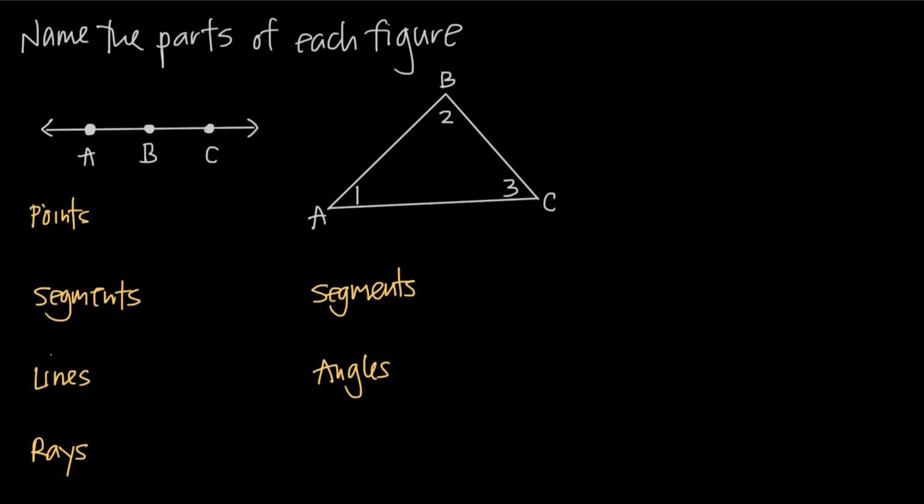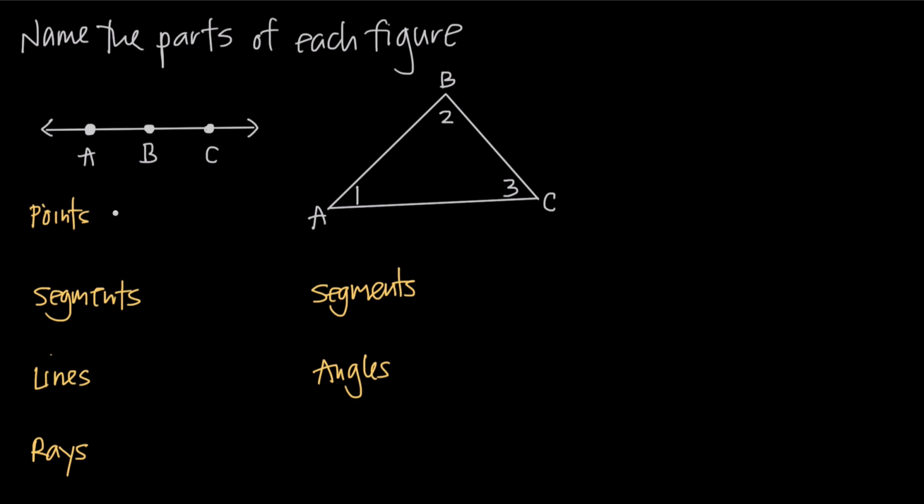In this video, we're going to be talking about how to identify parts of simple geometric figures. We're going to be talking about things like points, segments, lines, rays, and angles. We've been given two geometric figures. The first one here is a line with 3 points on the line, A, B, and C. So we're going to talk about how to identify points, segments, lines, and rays in this figure.